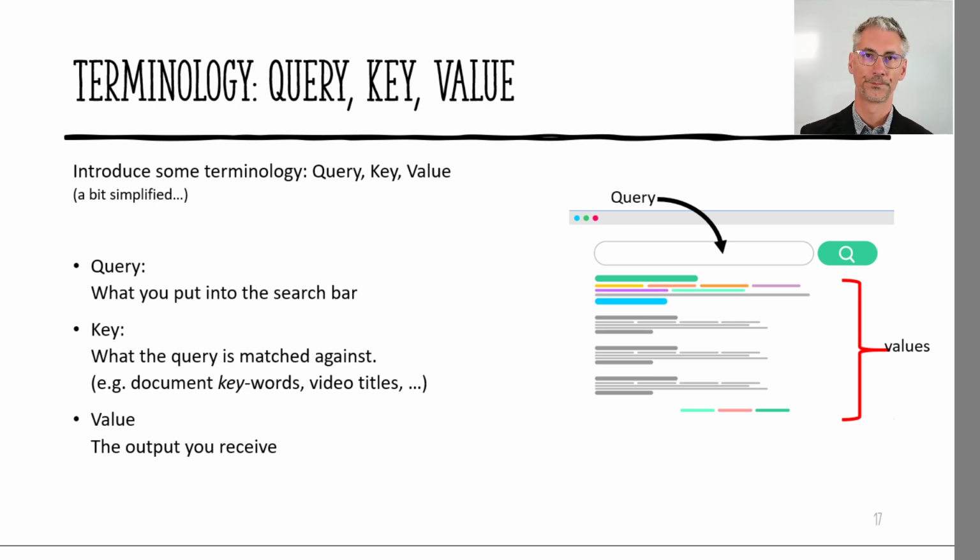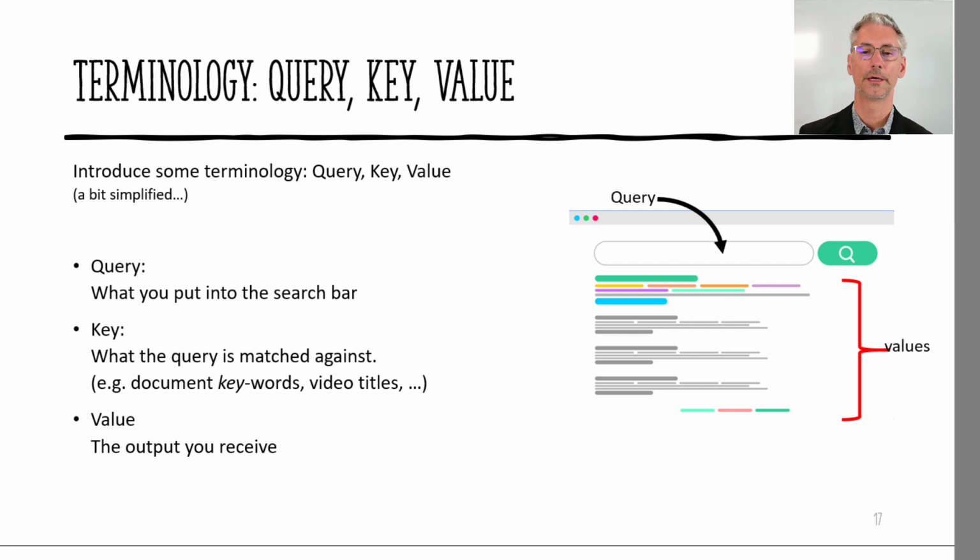Before we move on, we need to recap some terminology, query, key, and value, because they play an integral part in the terminology used in the transformer architecture. Let's keep it on a very simple level and imagine you're using a search engine like Bing, Google, or others. The query is the text that you type in, and the output is the value. This is what you see.